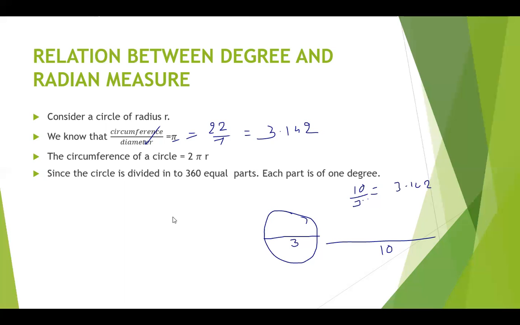So you may take a circle however big or however small. If you measure its circumference divided by its diameter, the answer is always 22 by 7, or nearly 3.142. But then what is the formula to find the circumference of a circle? If the radius is known, then the circumference of a circle is given by the formula 2 pi r.